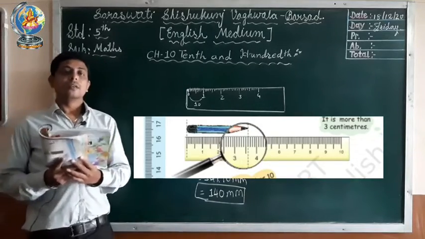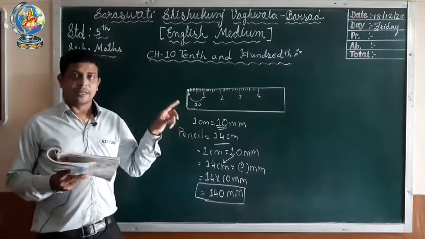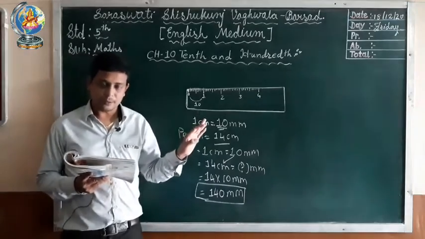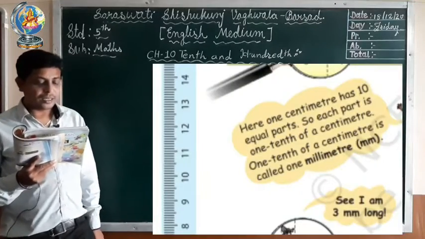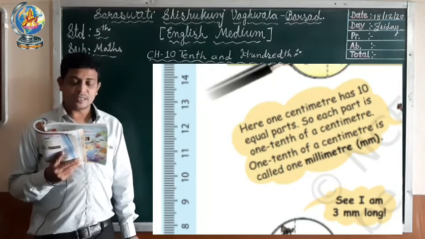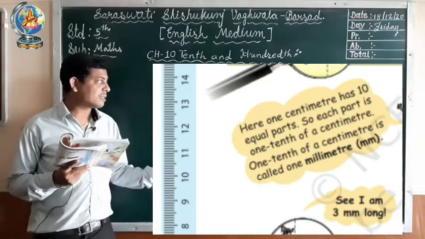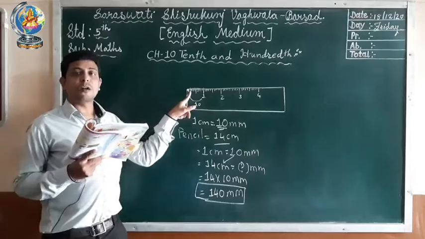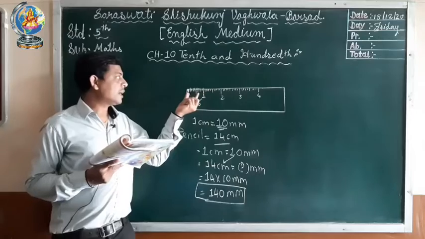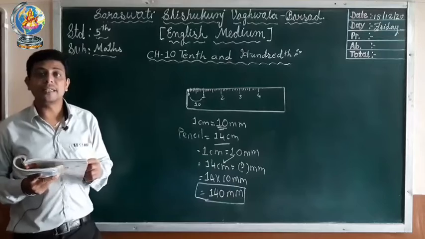Okay. So if you want to convert into millimeter, then we have to multiply 3.6 by 10. Then our answer will be 36 millimeter. Okay. Next, here 1 centimeter has 10 equal parts. So each part is 1/10 of a centimeter. 1/10 of a centimeter is called 1 millimeter. As I discussed, one part is called 1 millimeter. So there are 10 parts in between 1 centimeter. So each part is called 1 millimeter.